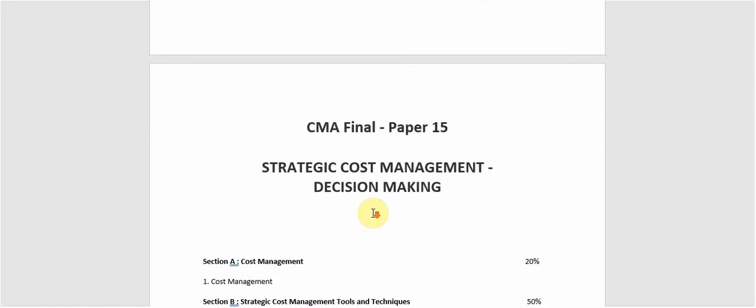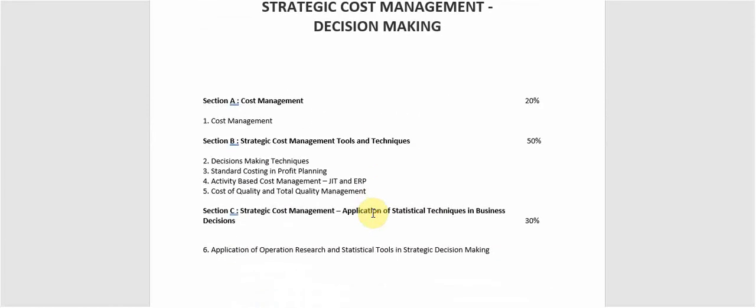This is a costing paper, CMA Final Paper 15, Strategic Cost Management and Decision Making. The segregation of marks in the costing paper is divided into three categories. Section A is cost management, which carries around 20% of marks, and Section B carries around 50% of marks, which includes the decision making techniques, standard costing, activity based costing, and marginal costing.